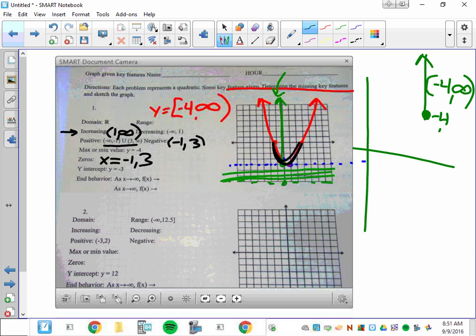As x approaches negative infinity, f of x approaches... So as x goes to the left, which direction is the graph headed? Up to infinity. As x approaches infinity, which is to the right, the graph is headed up to infinity.